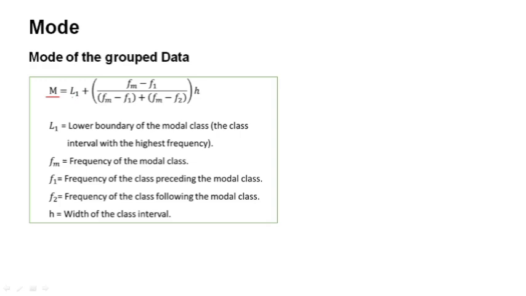L1 is the lower bound of the modal class. Then FM is nothing but the frequency of the modal class. F1 is the frequency of the class preceding the modal class, just before the modal class. F2 is the frequency of the class following the modal class, the next one. And H is the width of the class interval, which we can also find from L2 minus L1.